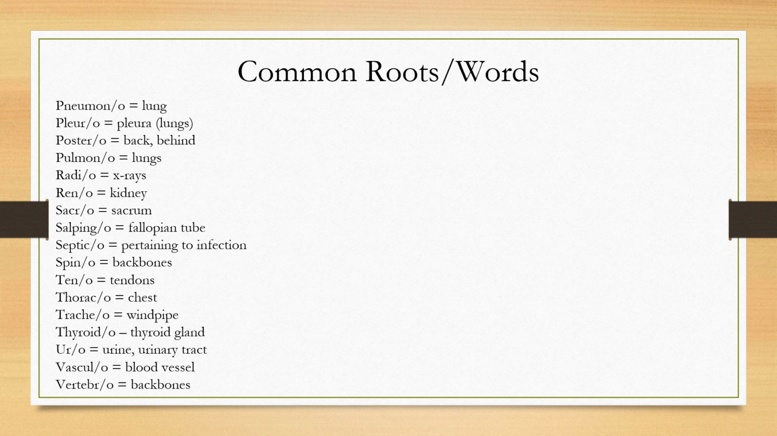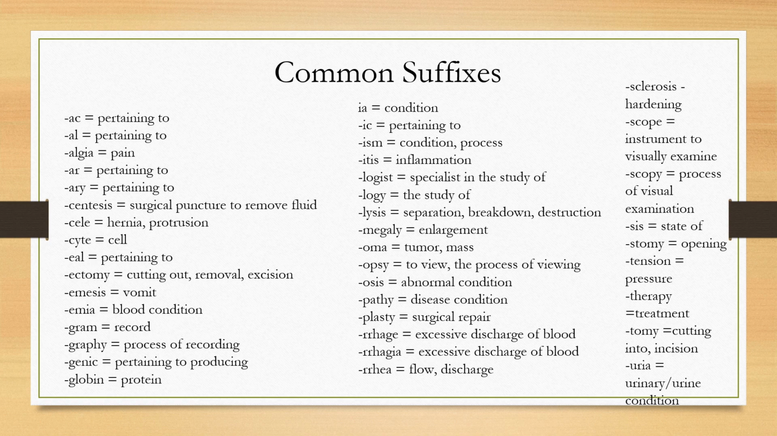We'll talk very heavily about that in endo, because once we get to endo, there's a big push for teaching these diseases because they're becoming very prevalent. Ure or uro refers to urine or the urinary tract. Vasculo, this talks about blood vessels specifically. Vertebra or vertebro talks about your backbones, so think about your vertebrae.